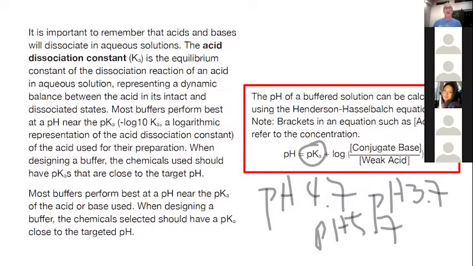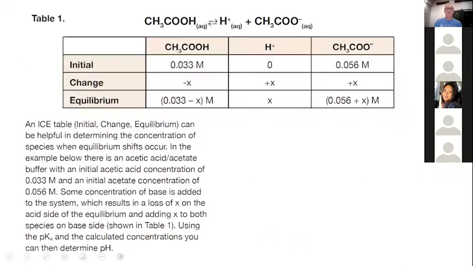And we'll be able to do that just by altering the ratio of acetate on top and acetic acid on the bottom. And I think they give you an example of how to do that. So let's look at how we would actually do that kind of calculation. This is called an ICE table, for initial, change, and then equilibrium.